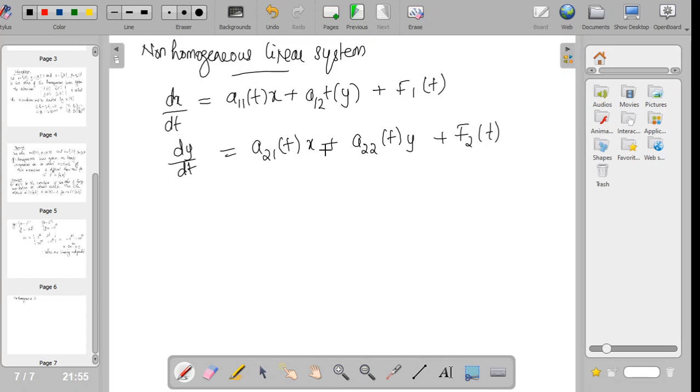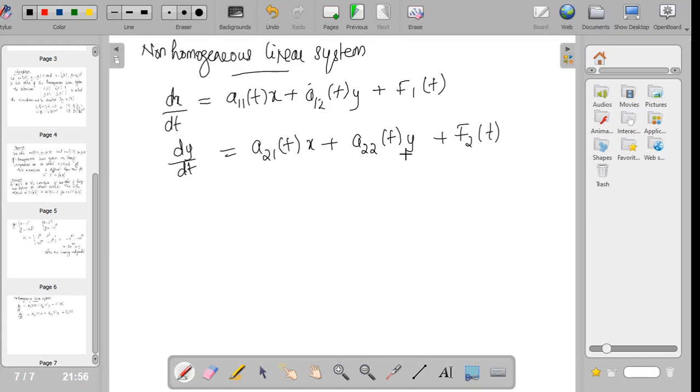Hello all. So today we will discuss the non-homogeneous linear system. So this is our given non-homogeneous linear system: dx/dt = a11(t)x + a12(t)y + f1(t), and dy/dt = a21(t)x + a22(t)y + f2(t). So consider this non-homogeneous system.